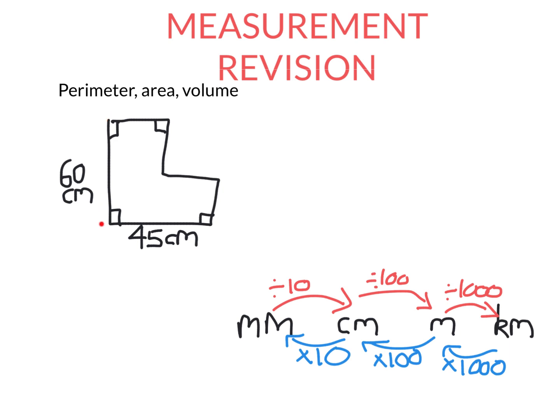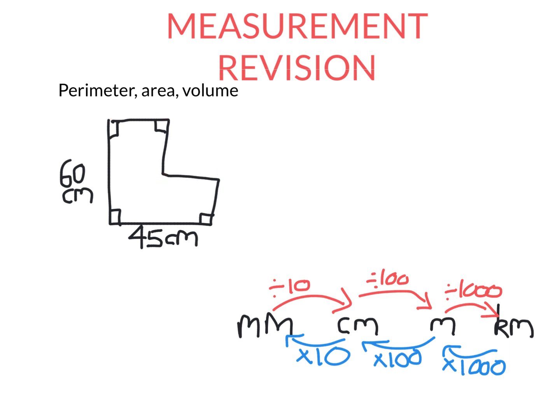The perimeter of a shape is just the length around the outside of the shape. It is all of its edges, the length of each of its edges added together. Now, it's important to note that we can actually find the perimeter of a shape even if we don't know the lengths of all the sides. See, we don't know what this length is and what this length is.